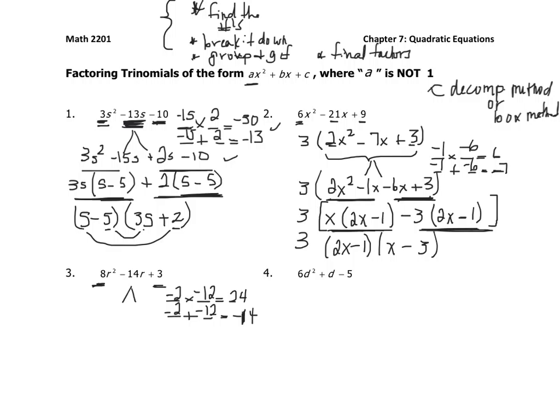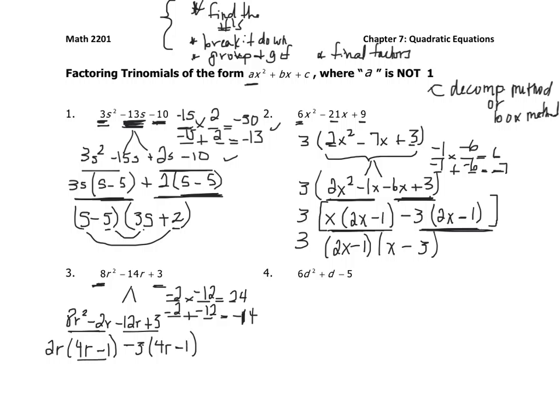So find the numbers, break it down: 8r squared minus 2r minus 12r plus 3. Find the numbers, break it down, group and GCF. So take out of the first group, the GCF would be a 2 and an r outside of 4r minus 1. And the second group would be minus, and 3 is common to both those. It would be 12 divided by 3 is 4r, 3 divided by negative 3 is minus 1.